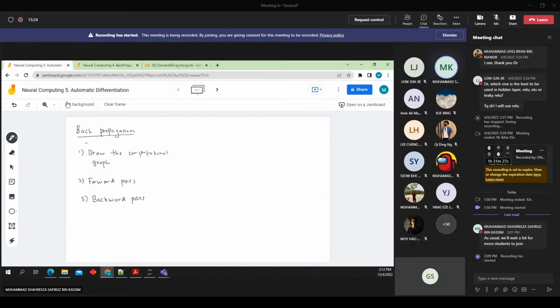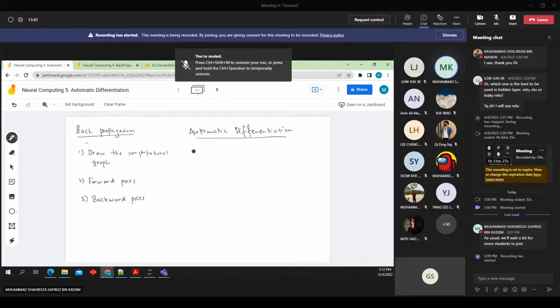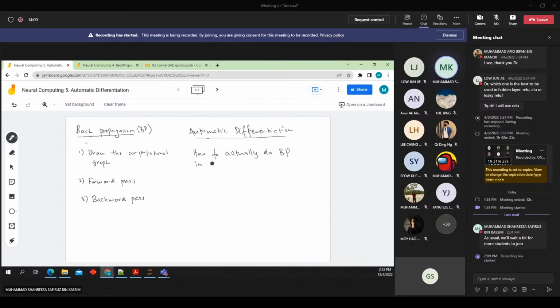Now, today we'll be doing automatic differentiation. Now, what is automatic differentiation? Basically, automatic differentiation is, in essence, today's topic about how to actually do backpropagation, BP, here, in code or in a computer, right? How do we actually do that?